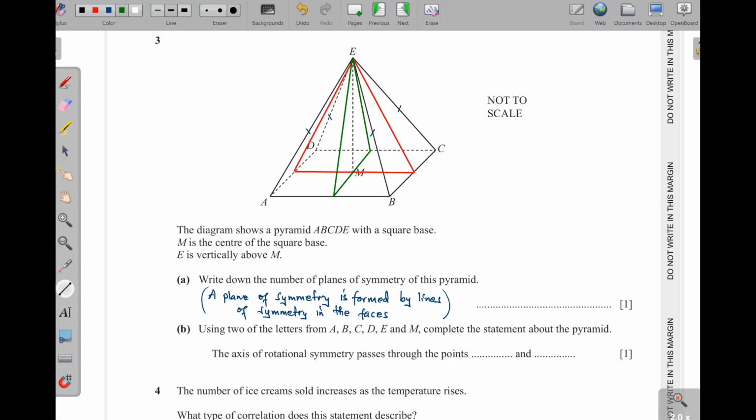Now, I cut my pyramid this side, this way. Then I also cut it like this. Okay, those are two. Then which other lines of symmetry do we have? The other lines of symmetry we have are these ones here.